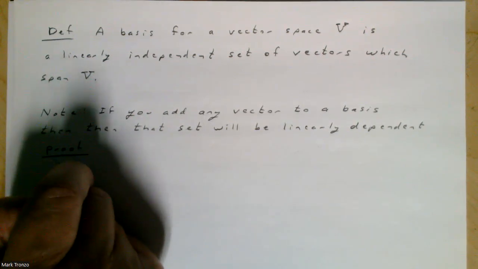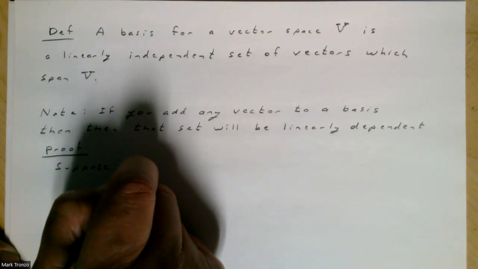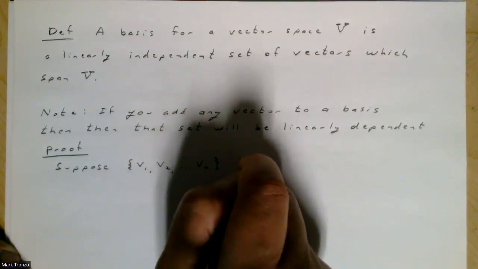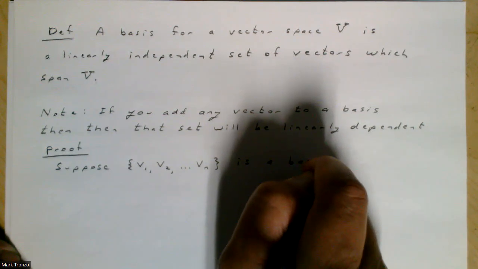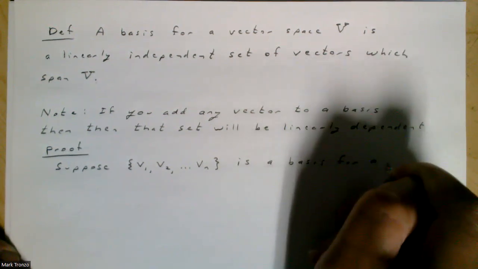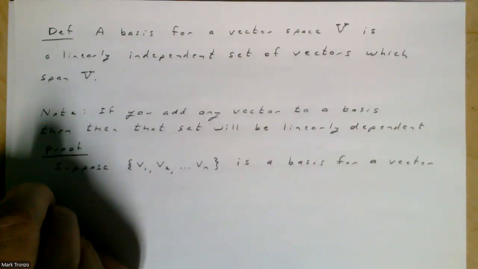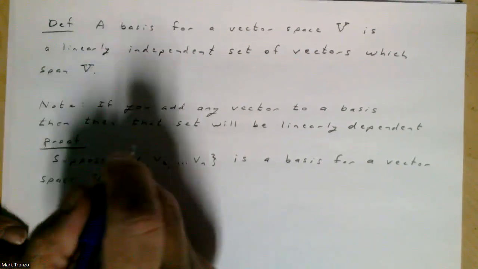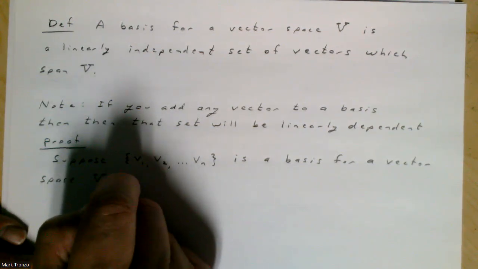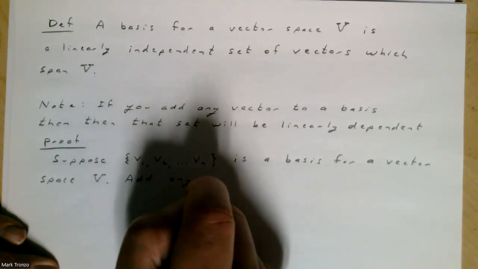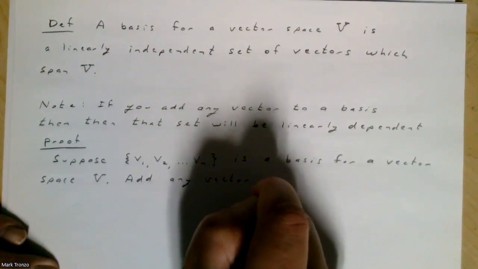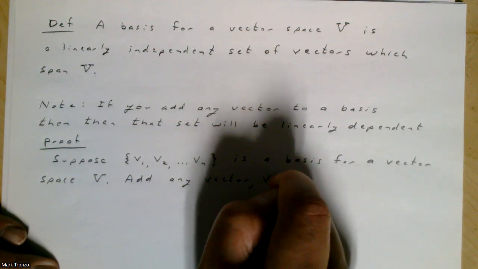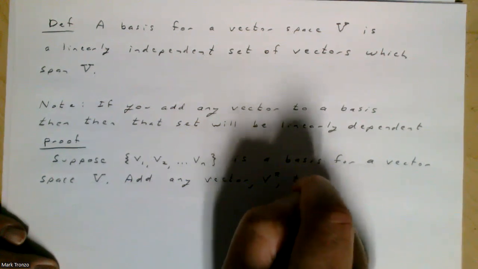suppose you have a basis for a vector space V. Now add any vector, and let's call that vector, I don't know, let's call it maybe V star, to the set.